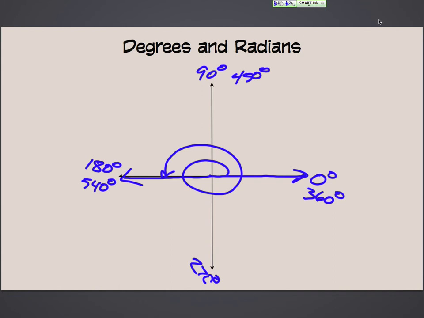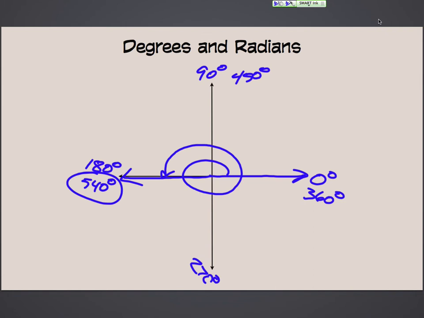If they wanted me to draw a 540, is that what you're asking me? I need to know that one time around is 360, and then each time I go, I just add 90.